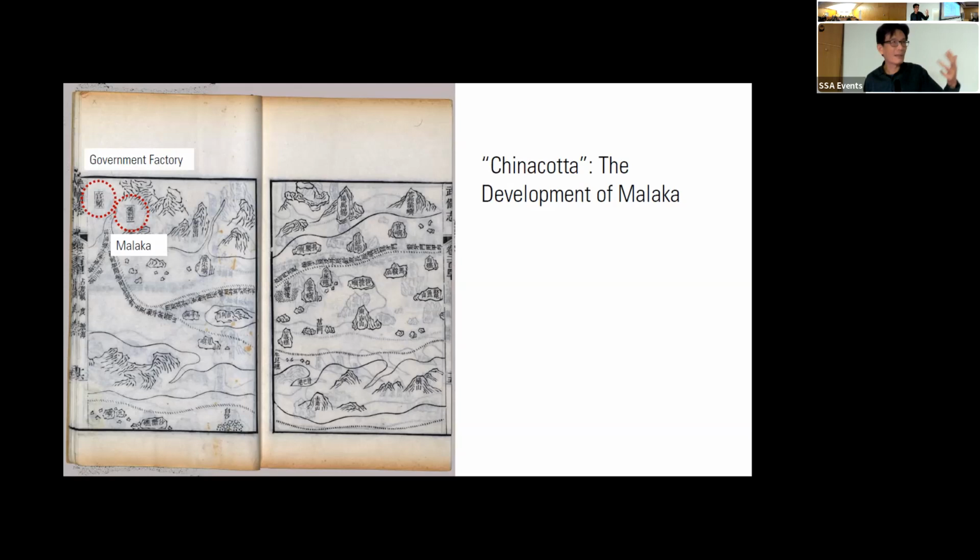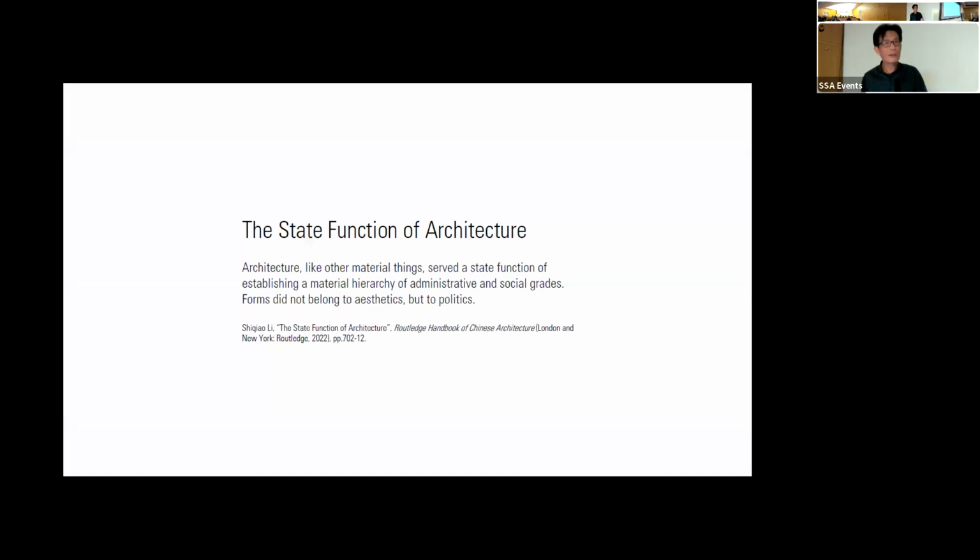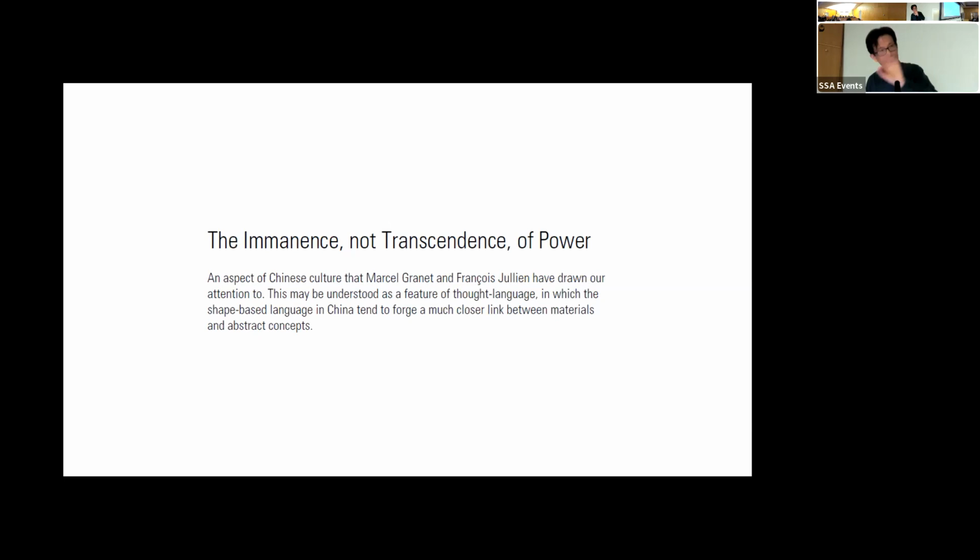So I want to quickly present two discussions. This is a body of material that has been researched a lot, but there are some observations that might be interesting, certainly for us researching urbanism and thinking about different world borders. The first one is geopolitics of materials. This is connected to the recommended reading that I was asked to provide by Nick. There is an article recently published called "The State Function of Architecture." The argument here, to put it very simply, is that politics in China is material; it's immanent, not transcendental. Anything that carries power is present in the materials of power. So this is the immanence, not transcendence, of power.